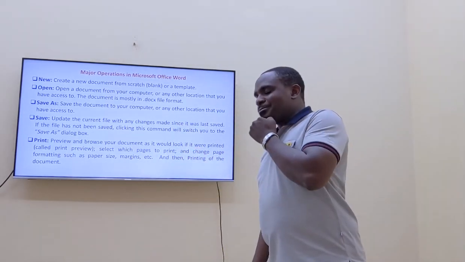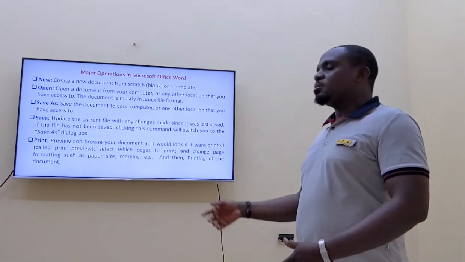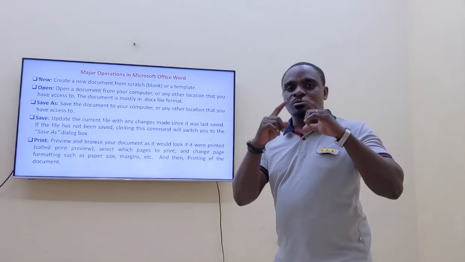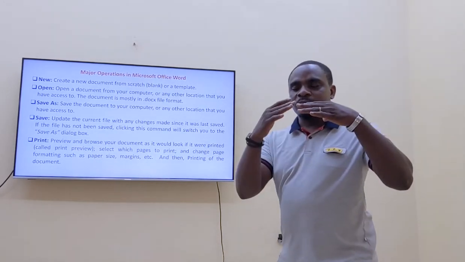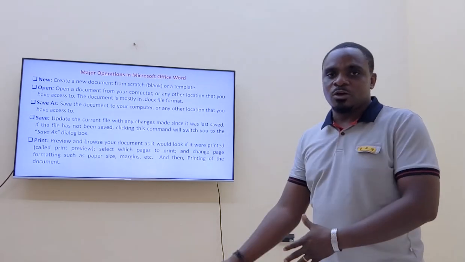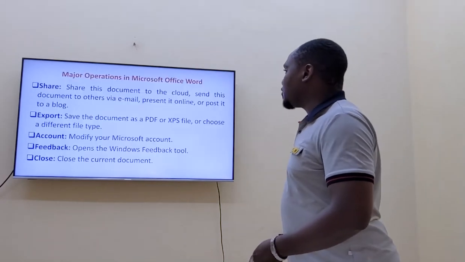Then the print function enables you to just click on the print. You first of all see a preview of what you want to print. You do the page setting, the layout settings, the color settings, as the case may be. If you're using a color printer, then you hit on the print button and it prints out for you.